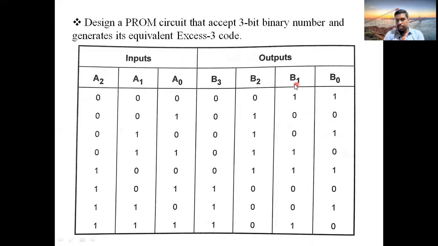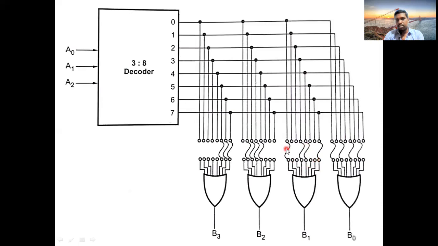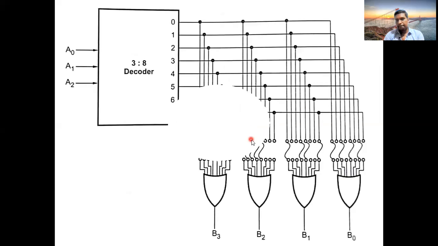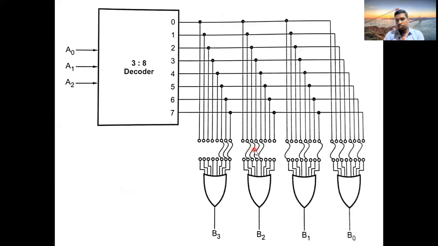That's it. In the case of B1, you find ones for 0, 3, 4, 7. See here, 0, 3, 4, 7. Like that for B2, it is 1, 2, 3, 4. Only these 4 pins represent 1. See here, 1, 2, 3, 4. Only these 4 pins are connected with fuses. The rest of the pins are kept empty, in disconnected mode.